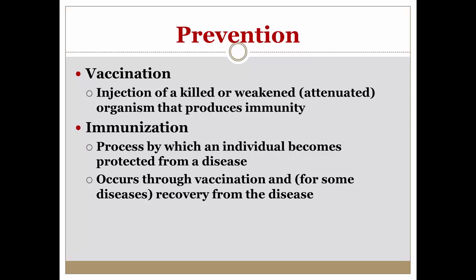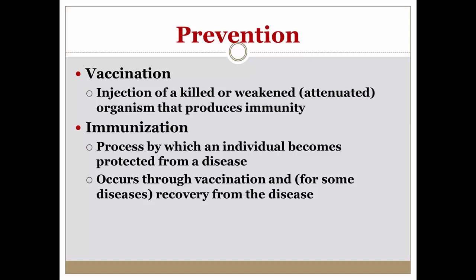And I wanted to clarify these two terms because we frequently use them interchangeably. This is just to increase our specificity in our conversation, because I even find myself using them interchangeably, and I know I shouldn't. Vaccination is the injection of a killed or weakened organism that produces immunity. So vaccination involves injection of an infective organism in order to produce immunity.